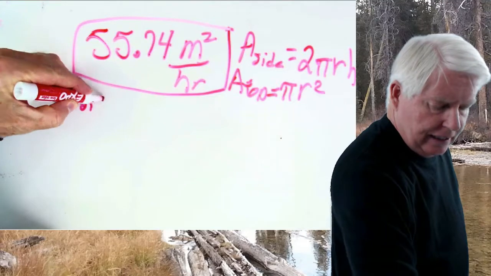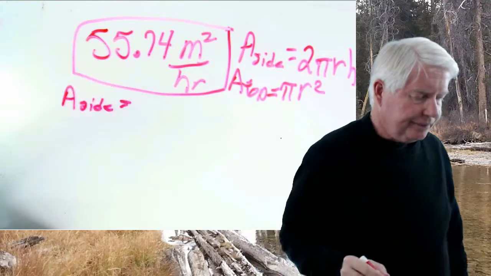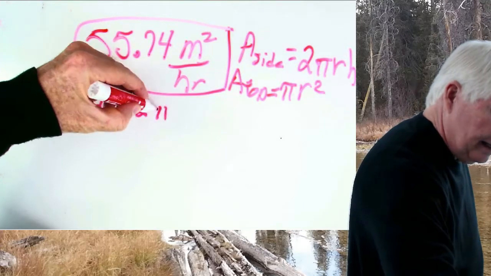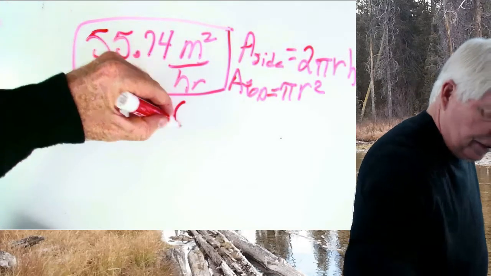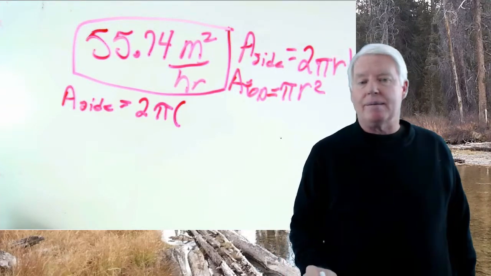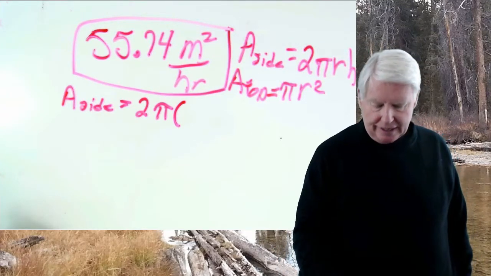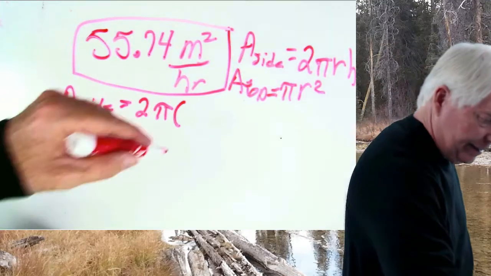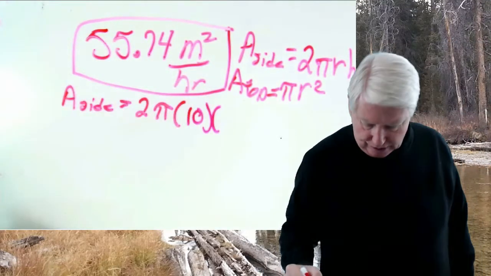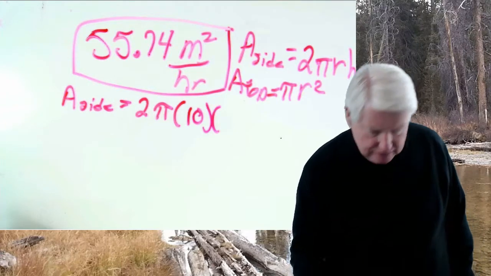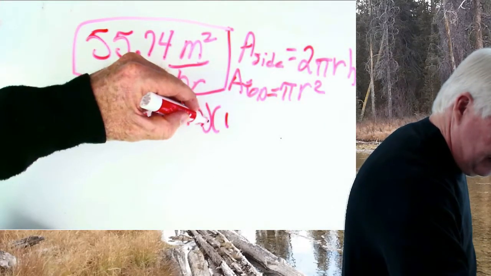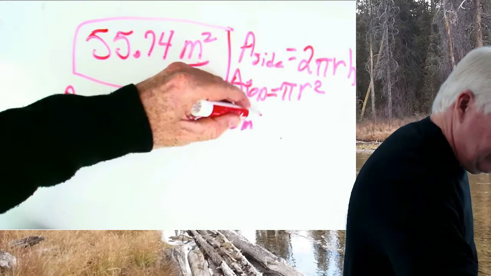Area of the side equals 2 times pi times the radius. Now they said 20 meters diameter. Don't get tricked on that. So that's 10 meters radius, times the height, which I think is 10 meters also. 10 meters high, that's correct.